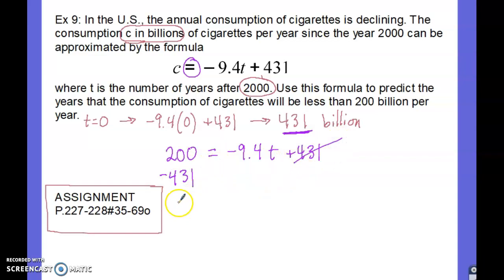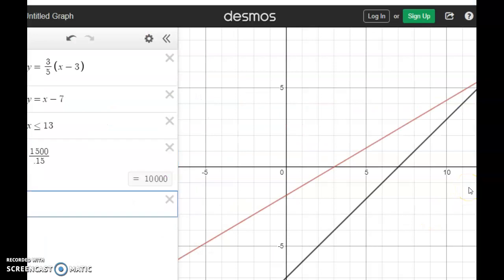So subtract 431 over. That's negative 231 is equal to negative 9.4 T. And then to solve that, you divide. So T is going to be greater than, I'm just going to do greater than because the time needs to be past 2000. Where's my calculator? Negative 231 divided by negative 9.4. I think it was 9.4. Yeah. So about 24.6 years, or 24.574 years.